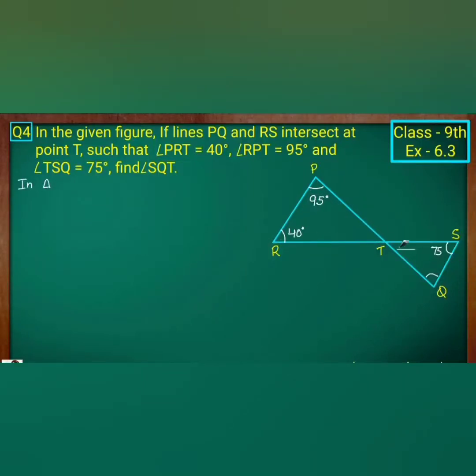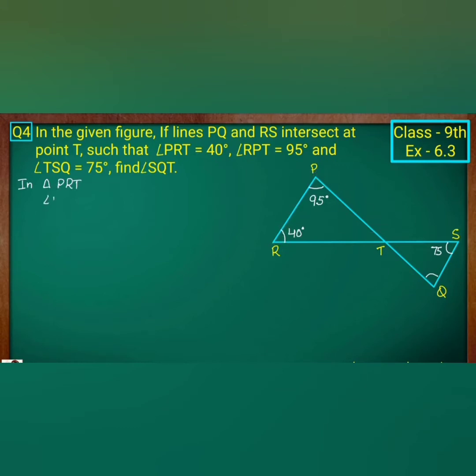So, now see this question. Here you have to find the value of angle SQT, right? First, you just concentrate on this figure. So, students, you have two triangles in this figure, right? Triangle PRT and triangle TSQ, is it?